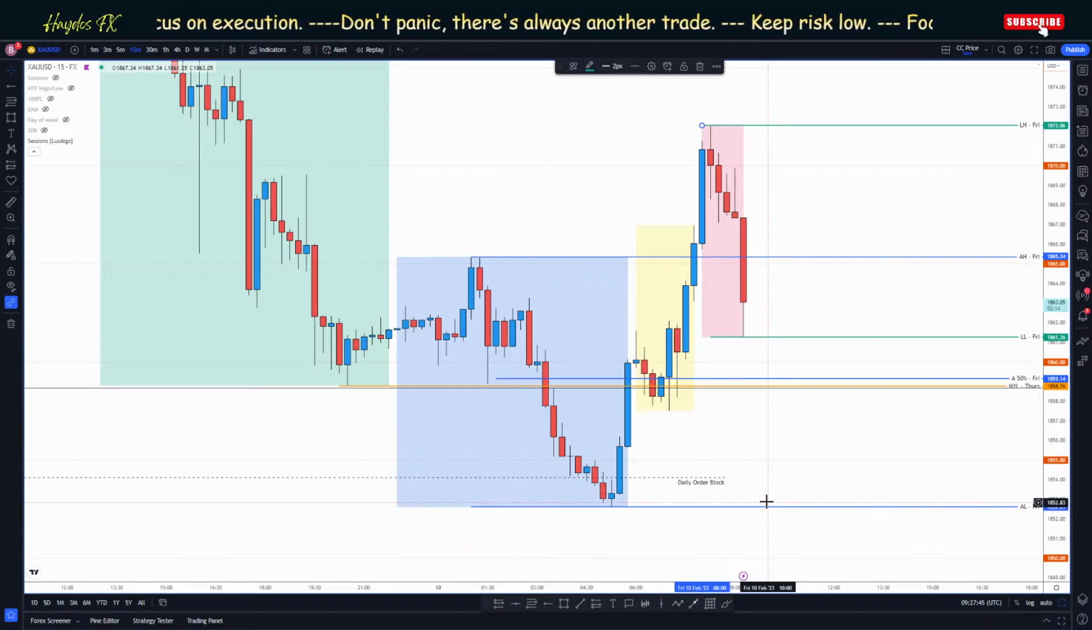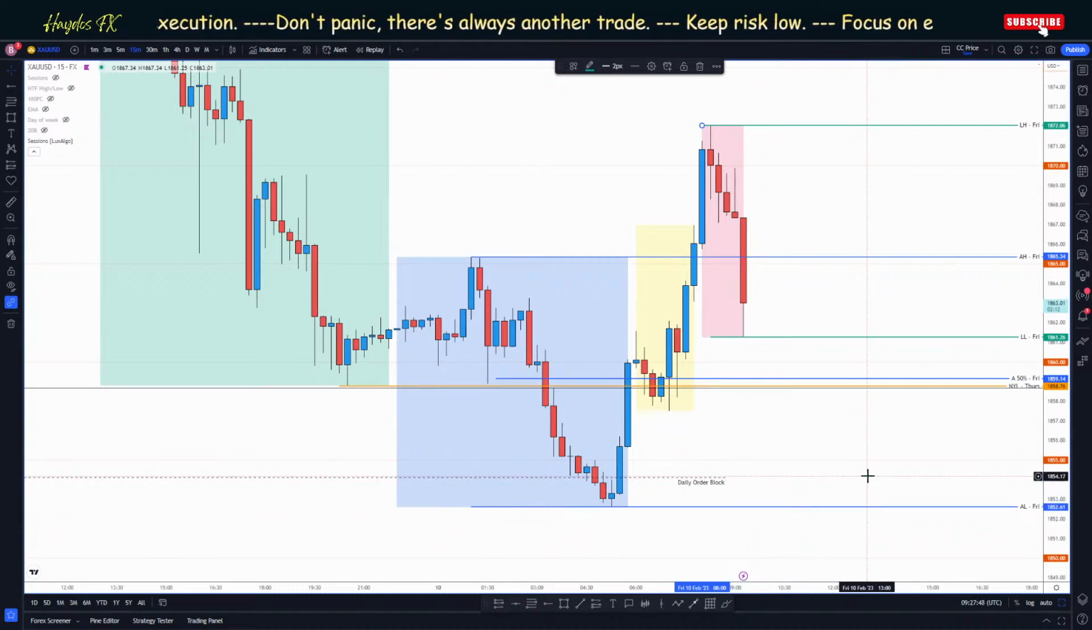What I'm thinking, if the price really wanted to push to the upside, it is not going to leave anything. Like, we have this fair value gap remaining.